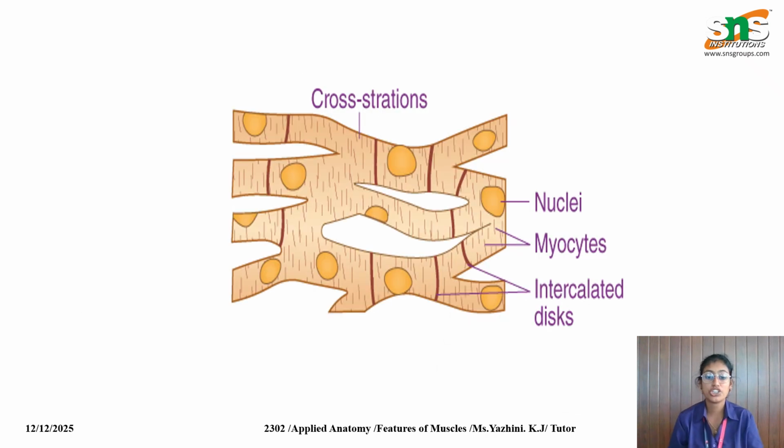This is the cross section of the cardiac muscle. Just note down the differences between skeletal muscles and cardiac muscles and write them in your notebook.